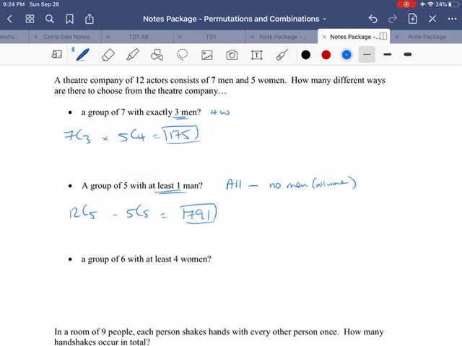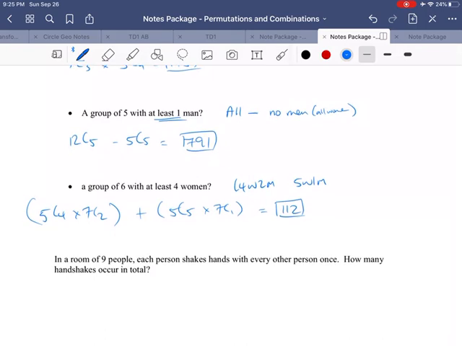Okay, a group of 6 with at least 4 women. So 4 women, 2 men, 5 women, 1 man. Okay. 4 women. What about the 6 women? Okay, but we don't have enough for 6 women. Okay, that's why. Thrown for a loop there myself. So the first scenario would be 5C4 times 7C2. And we're going to add that to 5C5 times 7C1. And if you calculate it all out using your calculator, you get 112.